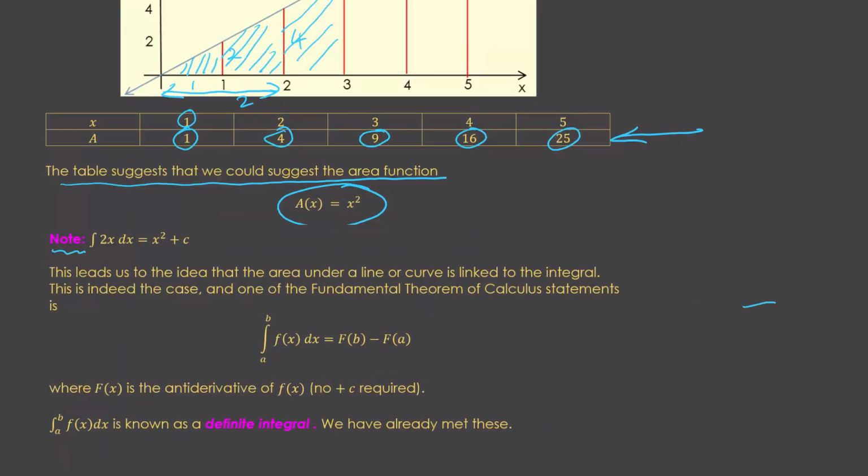A note from earlier work that the indefinite integral of 2x with respect to x is x squared plus a constant, the same as our suggested area function, just if we ignore the constant. This leads us to the idea that the area under a line or a curve is linked to the integral of the function for that line or curve.